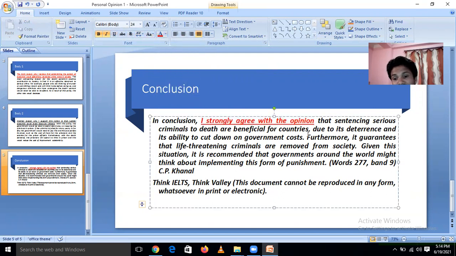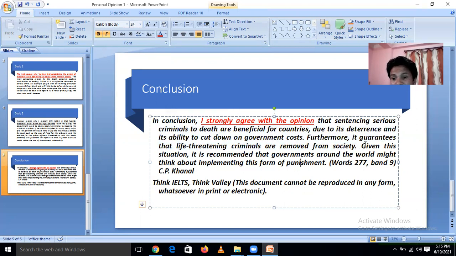I strongly agree with the opinion that sentencing serious criminals to death is beneficial for countries due to its deterrence and its ability to cut down on government costs, first, the government's budget and the number of criminals in the society. Furthermore, it guarantees that life-threatening criminals are removed from society and they will not be able to reoffend when the death penalty is implemented.